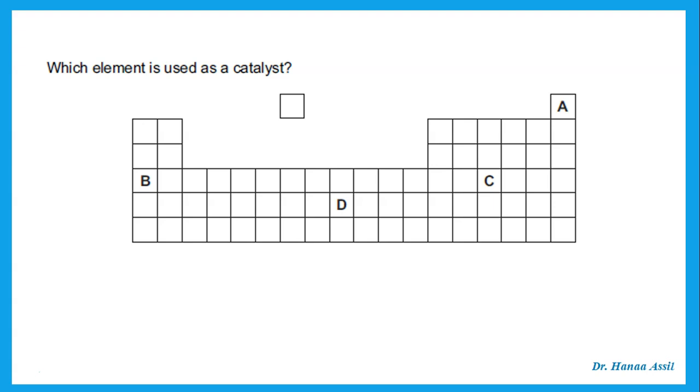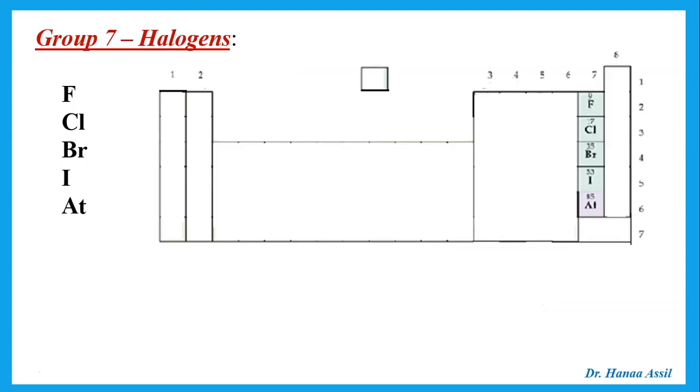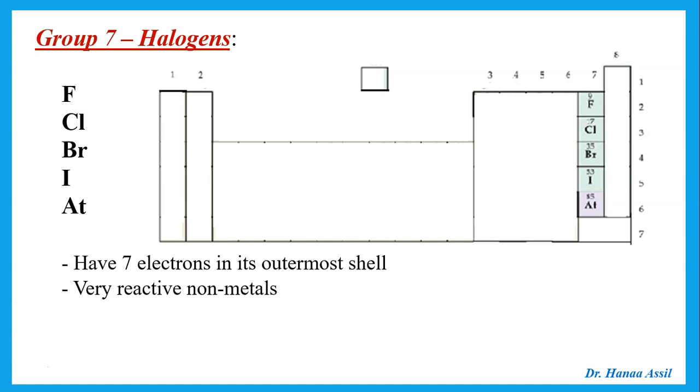So if we say which element is used as a catalyst, remember that a transition metal is the one that will be used as a catalyst. Group 7, halogens. Halogens, fluorine, chlorine, bromine, iodine, astatine, they are all in group 7, so they have 7 electrons in their outermost shell. They are very reactive nonmetals.